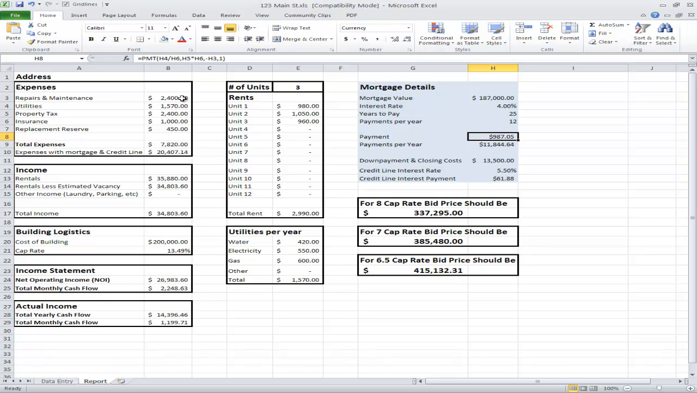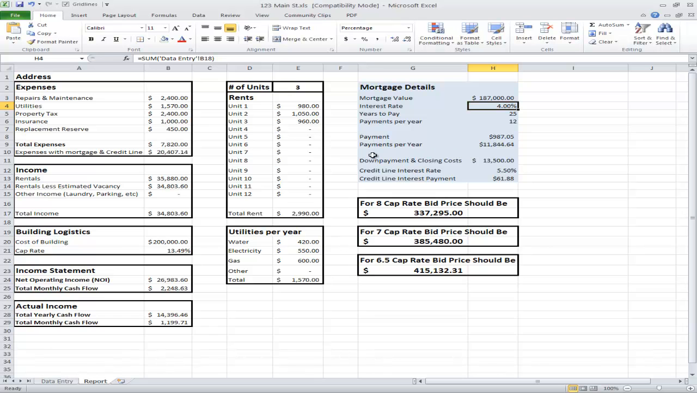So it's broken down. It told us for maintenance and repairs we've estimated $2,400. Our utilities are going to cost us $1,570, so on and so forth. All our different expenses are here. And this big one here, expenses with mortgage and credit line. What we've done is we've broken down what your mortgage is going to be. So because you're putting 10% down on a $200,000 property, your mortgage value is going to be $187,000. We said that our interest rate is 4%.